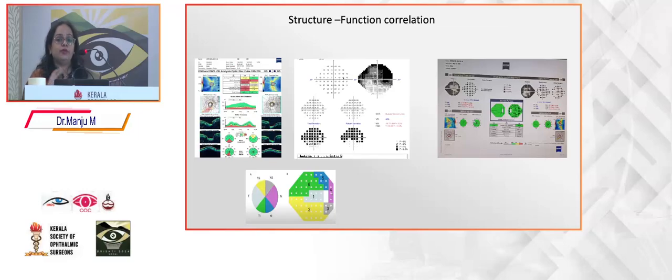And most important, before detecting any progression or analyzing for a progression, it is important to have a structure-function correlation. You have to take the structural, that is OCT, and see whether your field report corresponds to that of the OCT, to see whether there is proper structure-function correlation. As in this case, the OCT analysis shows both eyes are normal, but there is a field defect. So when we repeated the field, this patient didn't have any field defect in the left eye. So it's important to see whether the patient is having correct structure-function correlation.